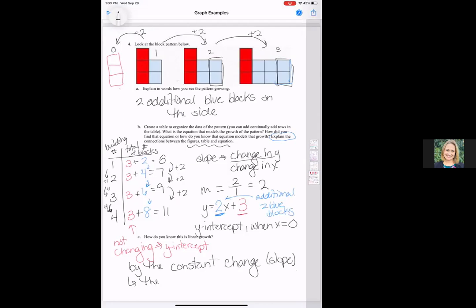The constant change, the slope, is 2 additional blue blocks to each new building.